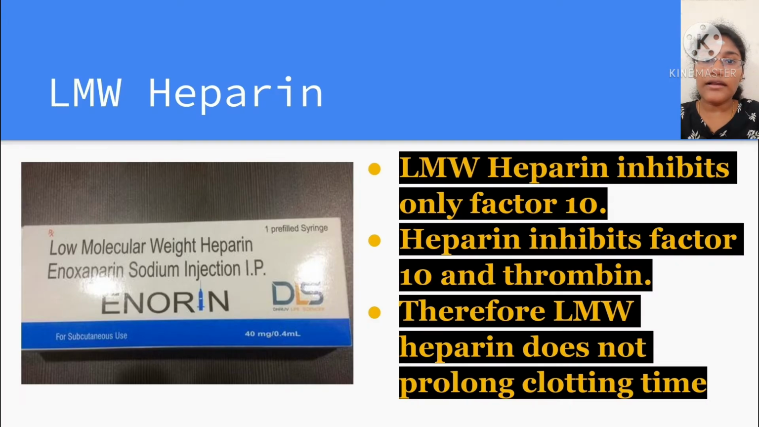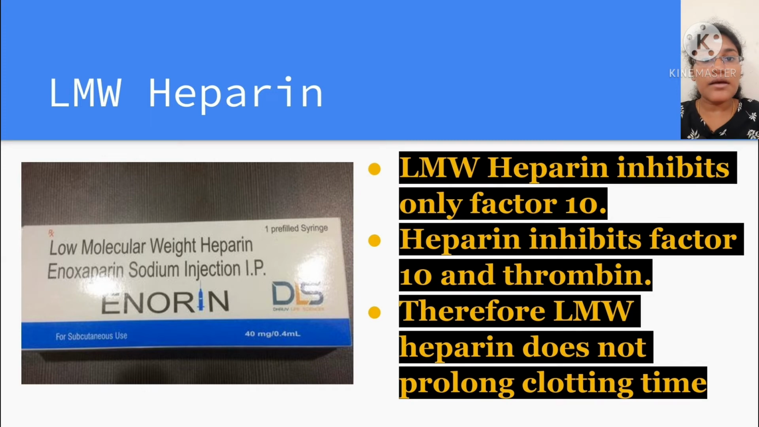Next, let's go to the low molecular weight heparin. That is the second part of the indirect thrombin inhibitors. So low molecular weight heparin is much safer, much better than heparin, and low molecular weight heparin has a much lower molecular weight than heparin. Examples of low molecular weight heparin are enoxaparin, reviparin, etc.